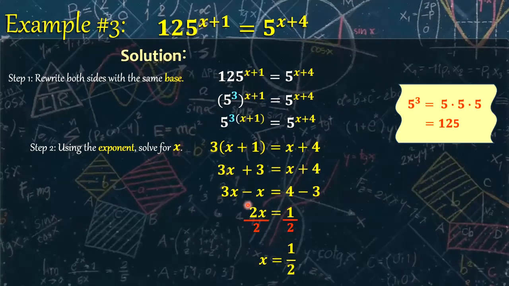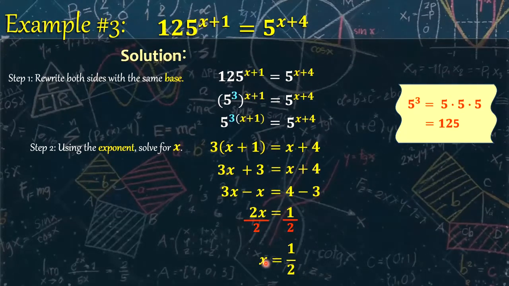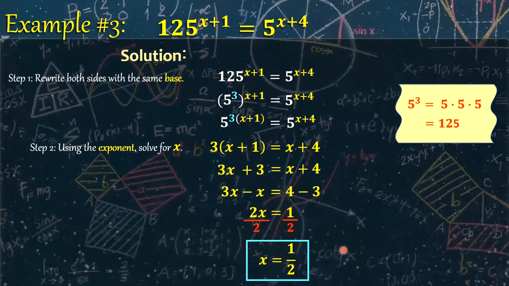So 2 divided by 2 cancelled out, or the result is 1. Therefore, our value of x is 1/2. We have here another series of examples.